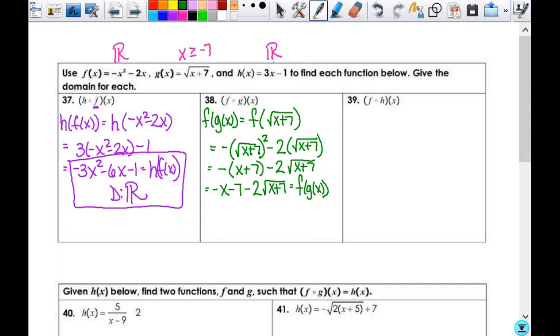My domain is the domain of g. It's the domain of the input. It's this domain, as long as the outputs live in the domain of f. Well, the domain of f is all real numbers, so I will get real numbers out of this. So my domain then for this one is this, because everything I get out will be in the all real numbers. So domain is x is greater than or equal to negative 7.